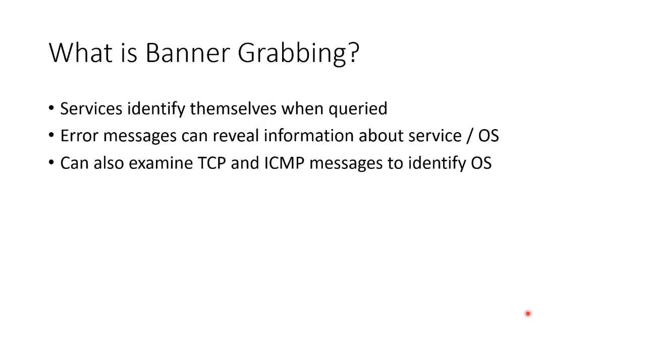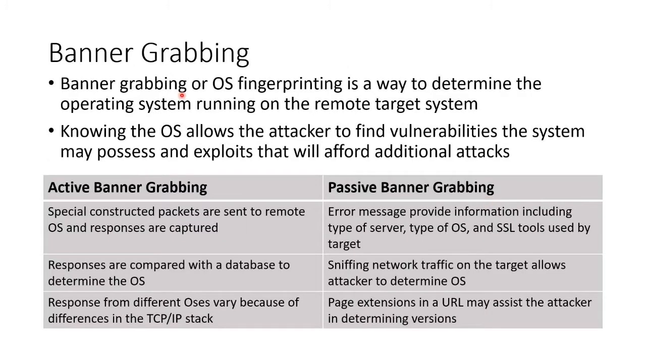That's banner grabbing. So services identify themselves when they are queried, and their messages can reveal information about the service or the operating system, even if it's normal hello messages or even error messages. It's also possible to use TCP and ICMP messages to identify an operating system. So banner grabbing, or OS fingerprinting, is a way to determine the OS running on the target. If we know the OS, we can find vulnerabilities and exploits, which will be worth attacking or attacking with.